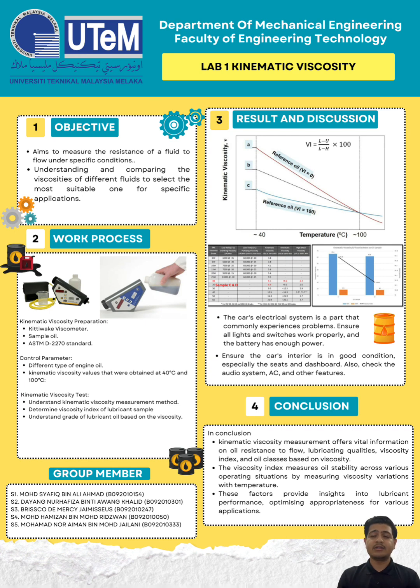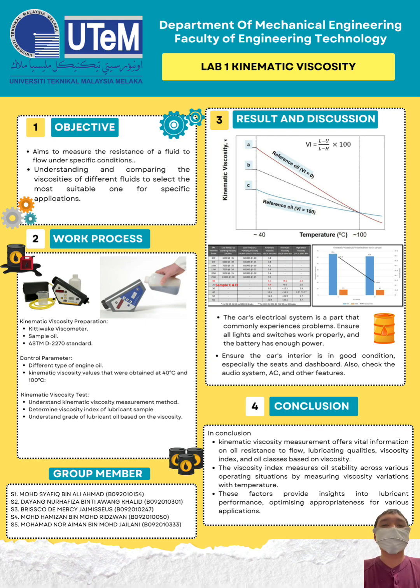We can also see a linear decrease line in the graph showing the viscosity index of samples C and D. For sample C, the viscosity index is 99.39, and for sample D the viscosity index is 99.13. That's all from me. Thank you. Assalamualaikum and selamat sejahtera.